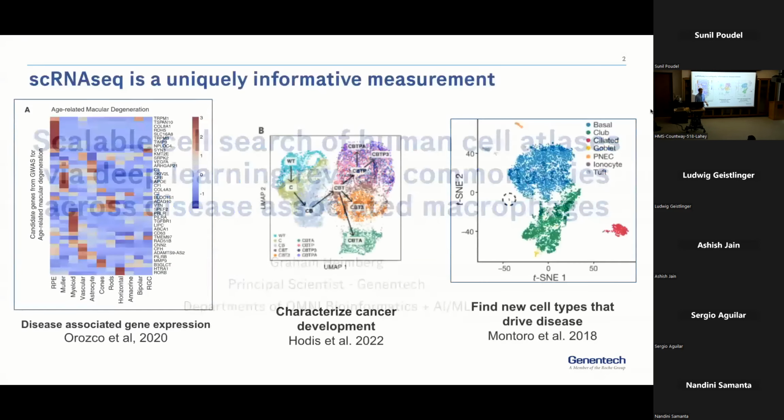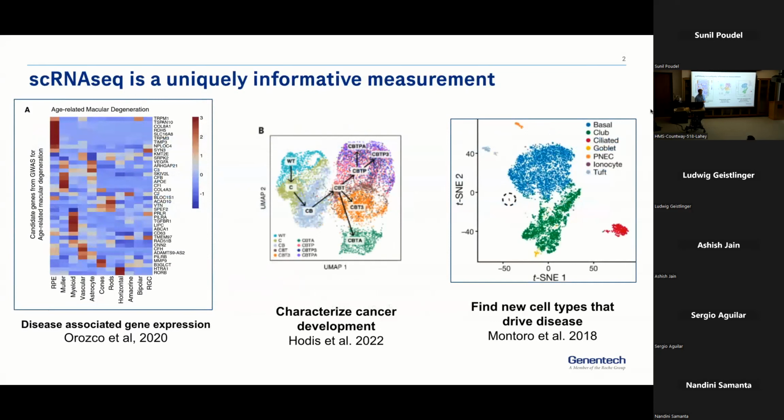I'll get started with, I think, probably a really obvious statement, preaching to the choir here, that single-cell RNA-seq and single-cell transcriptomics is a really informative measurement. I picked just a few examples from past and present colleagues who have used single-cell RNA-seq to look at where genetics-implicated genes are expressed in which cell types in macular degeneration in the eye, characterizing cancer development, and even finding new cell types that are disease relevant. And so you can do all these amazing things with this really high resolution measurement and many more.